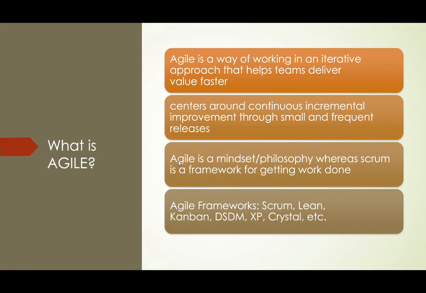Starting with what is Agile. Agile is basically a way of working in an iterative manner with continuous improvements and frequent releases. If you are aware of the traditional software development methods like the waterfall model, in the traditional method first the planning would be done, then the development, then testing, and finally deployment will happen.